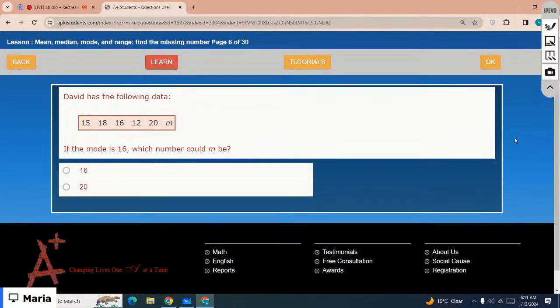Okay, the next one is: David has the following data: 15, 18, 16, 12, 20, and M. If the mode is 16, what number could M be? Think and then answer, which is the M. What is the value of M? Think and then answer. I'm waiting for the answer from your side.